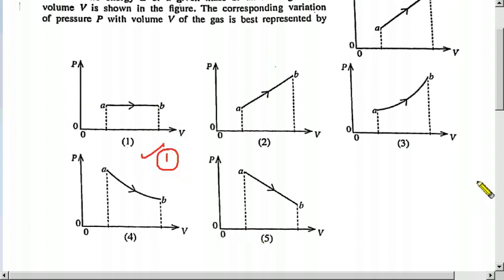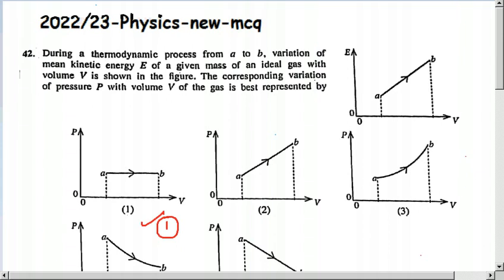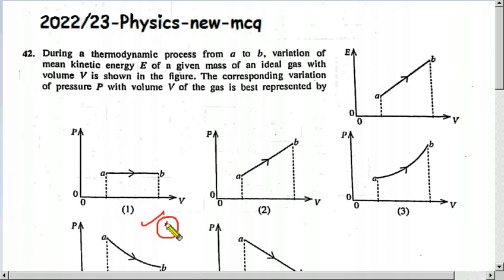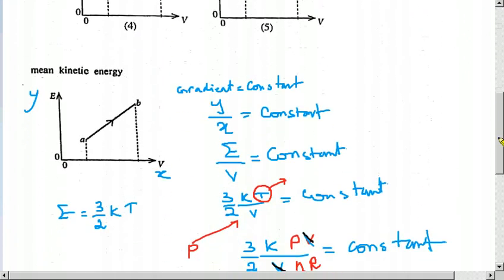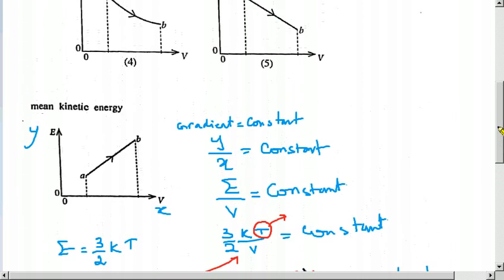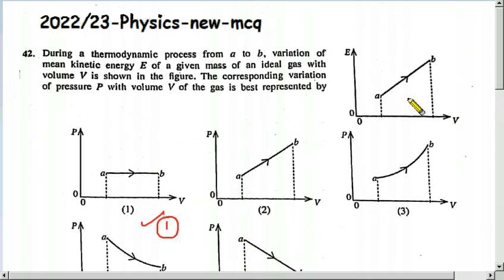So let us check the answer sheet. 42, the first one is correct. Right, the first one is the answer for this question. Children, I think you can understand this. It is not difficult, but you have to start from the correct place. So I started from this gradient. So let us try some other target questions.